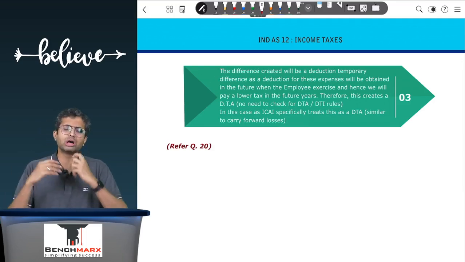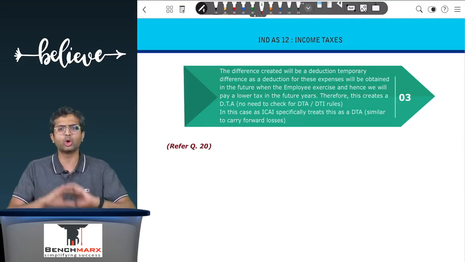So this gives you a fairly detailed, I would say, overview about Ind AS 12.